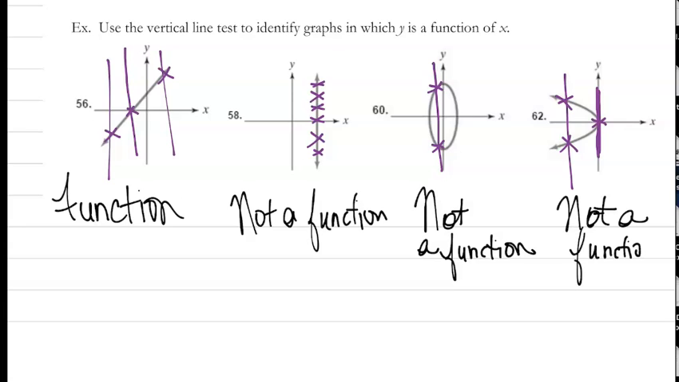And that's how we use the vertical line test. We try to imagine if we can find a vertical line that's going to hit our graph more than one time. If we're able to find that, then we don't have a function. If we can't find it, then we do have a function. And that's our vertical line test.